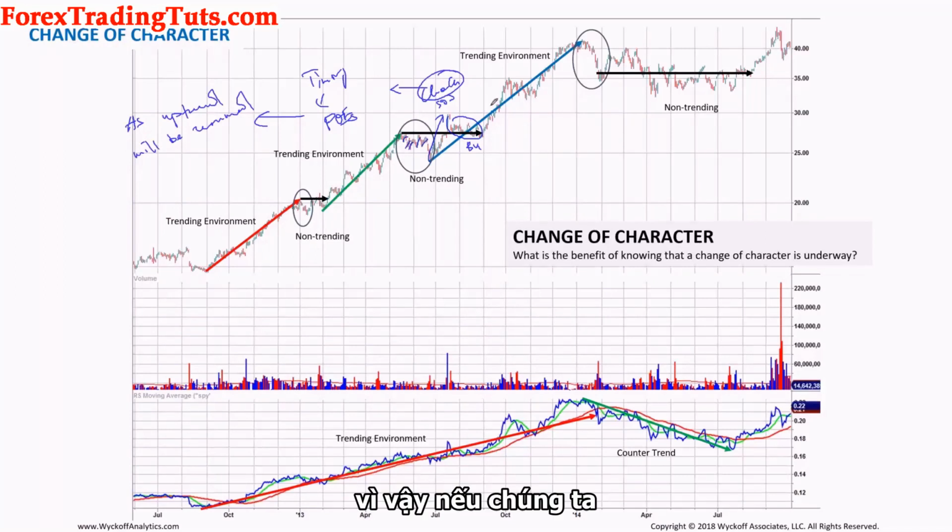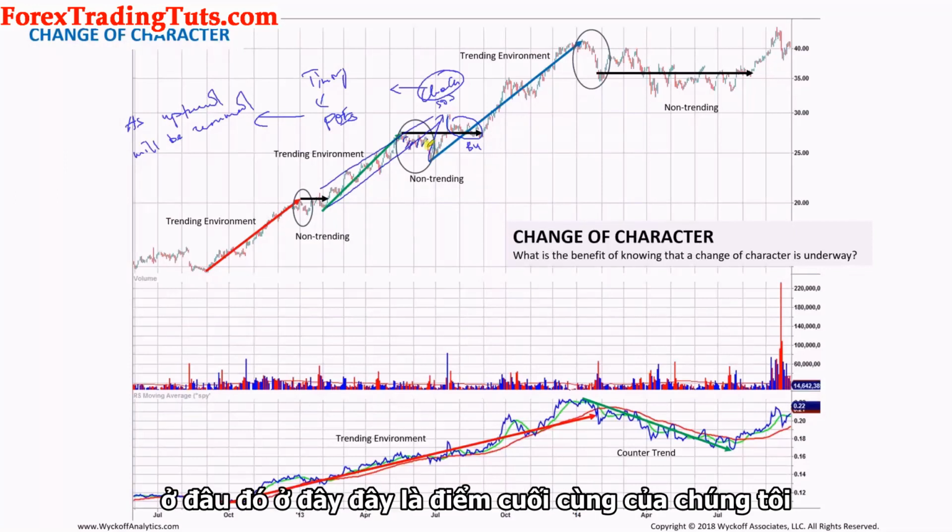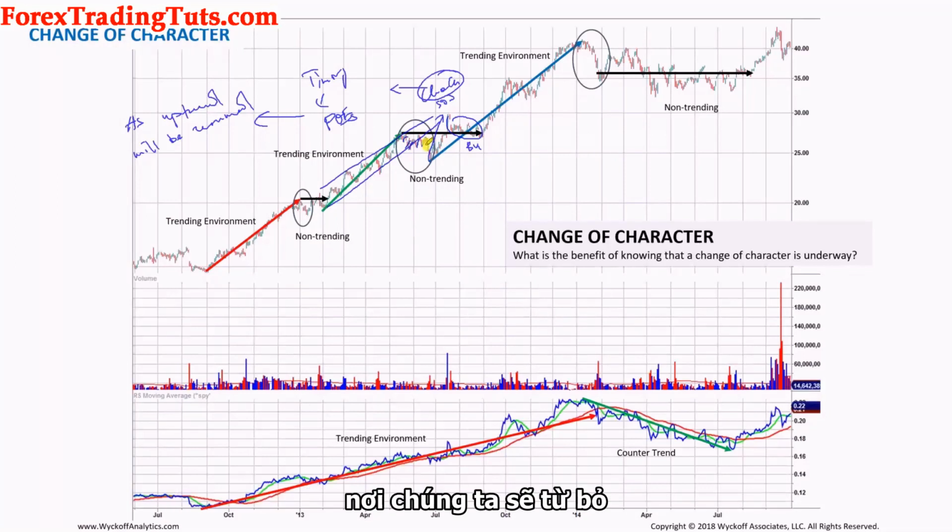So if we are swing traders, our tactics are going to be such that most likely we're going to be exiting somewhere here. This is our last point where we're going to give up our position. And this is going to act as kind of like a local capitulation.